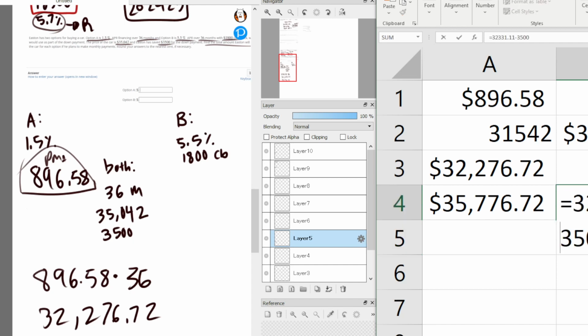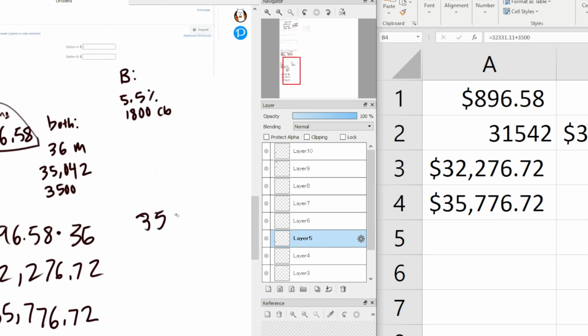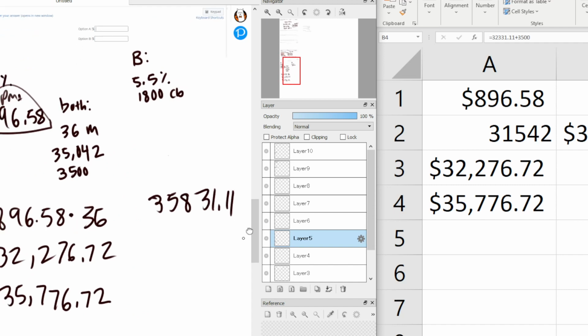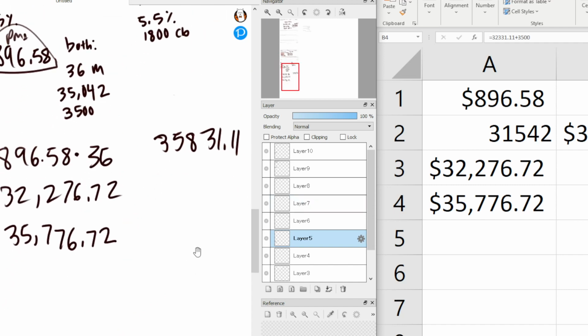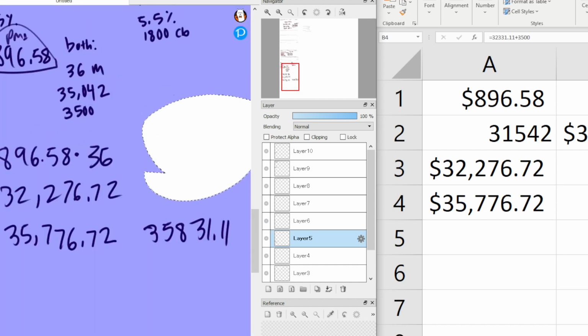Oh, I did minus instead of add. One sec. Okay, which gives you 35,831.11. So we'll look at this, 35,831.11. Now we can look at this and we can be like, whoa, one is bigger than the other, right?